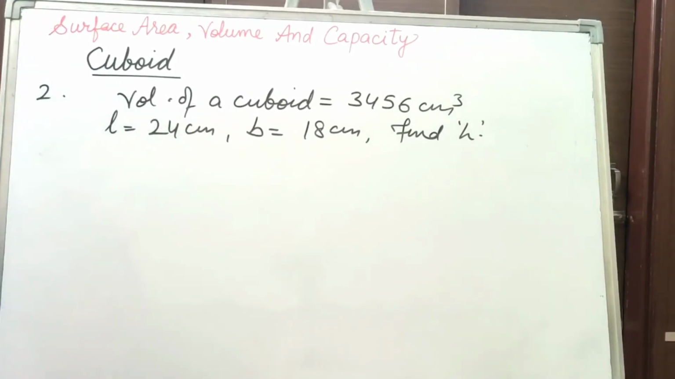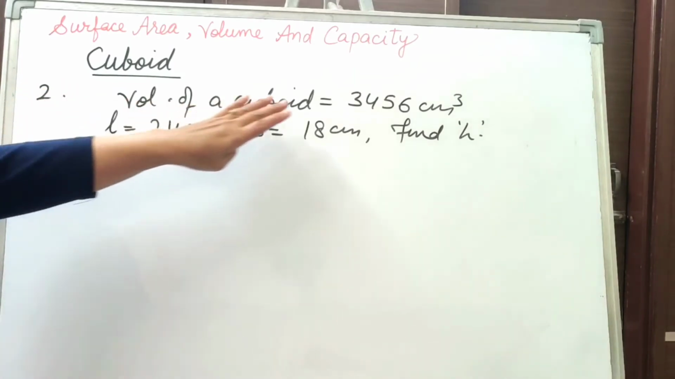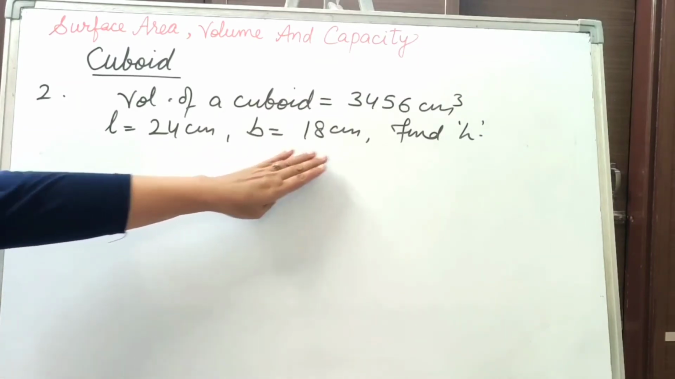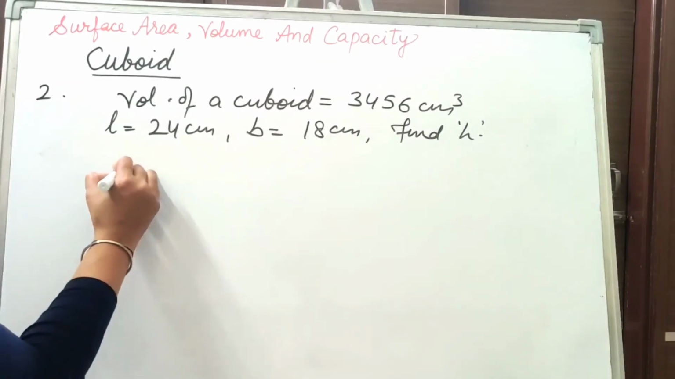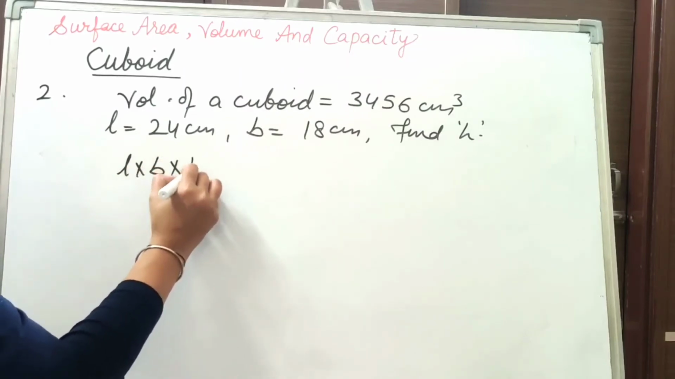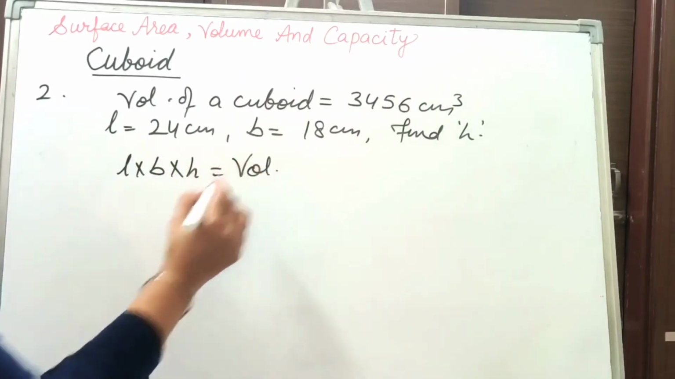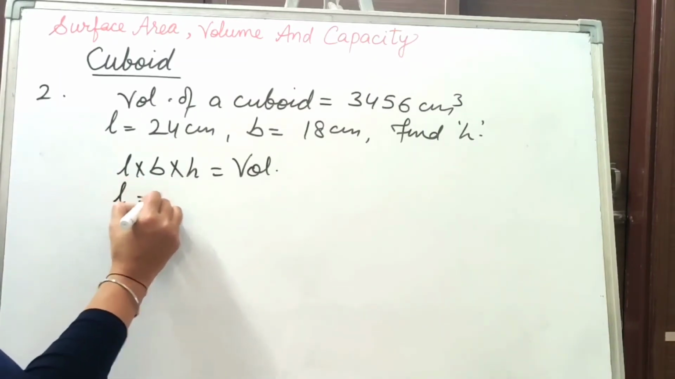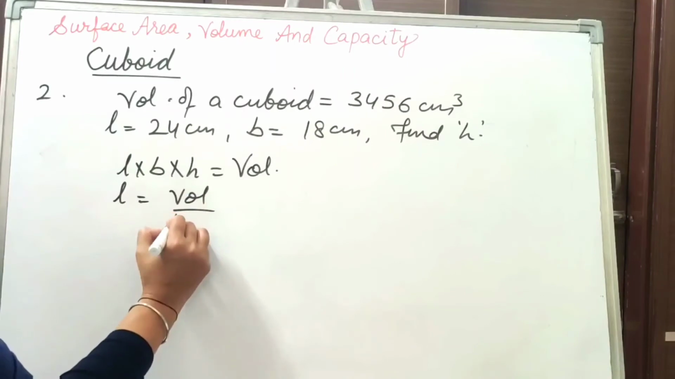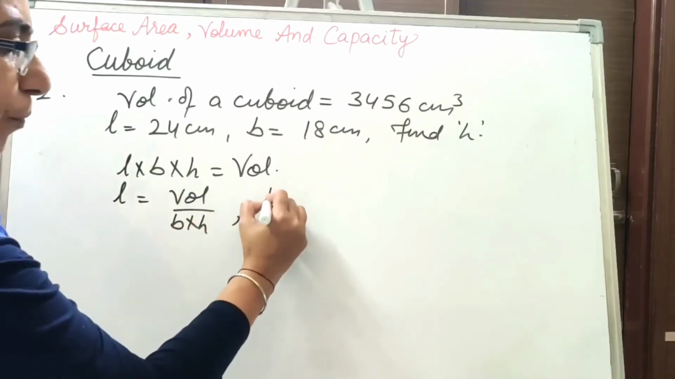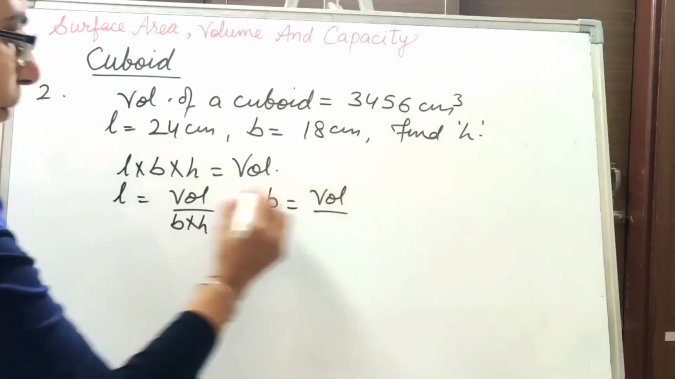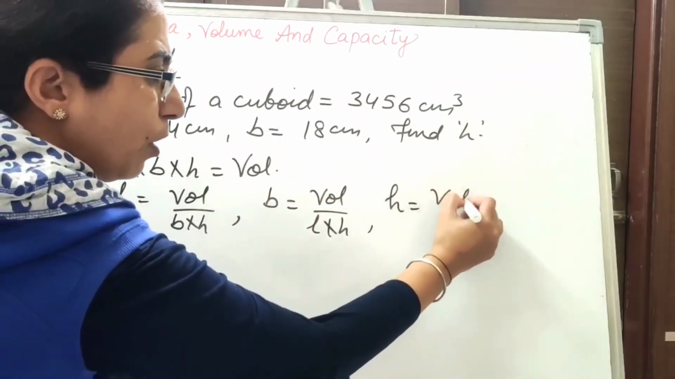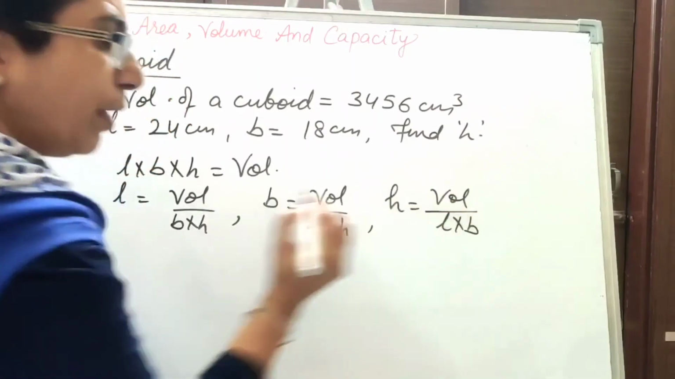Now one more question. In this question the volume of a cuboid is already given, and length and breadth are given. Find its height. Now we know that length multiply breadth multiply height is equal to volume, and we can derive the direct formula for L, B or H, like length would be volume upon breadth into height, and for breadth it will be volume upon length into height, and for height it will be volume upon length into breadth.